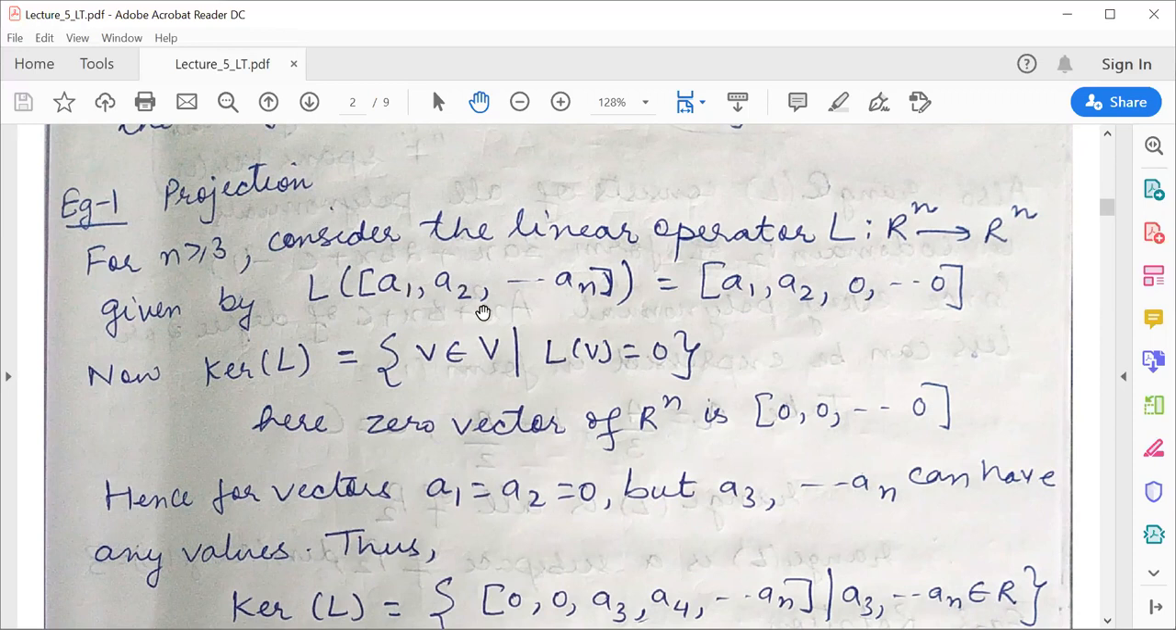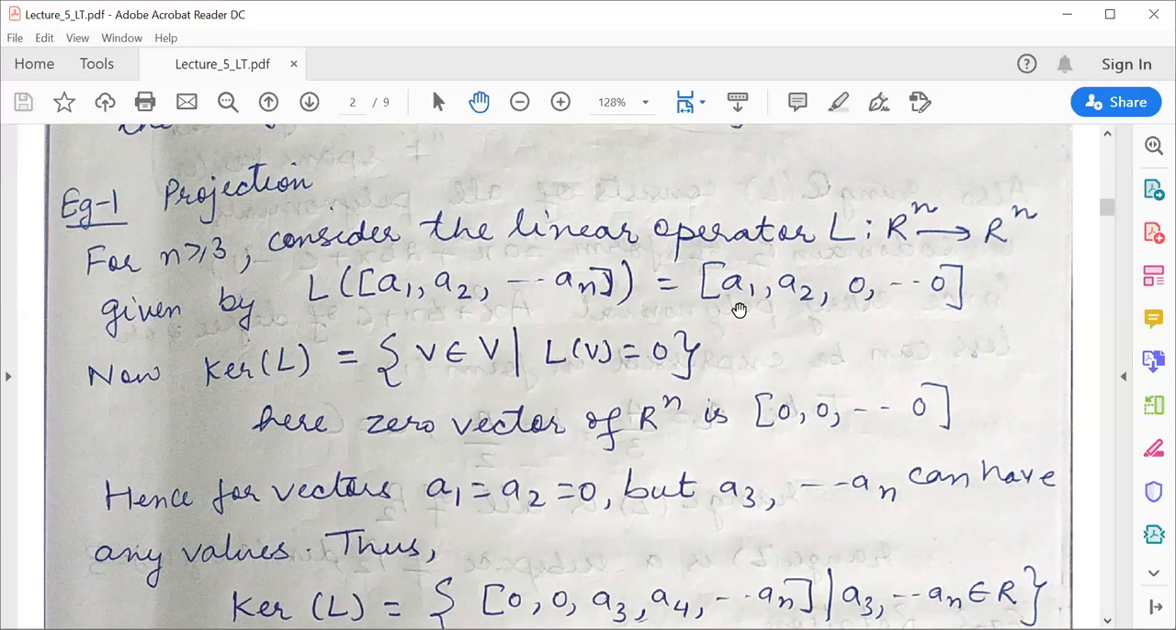And here you can say this is known as a linear operator because this is a linear transformation from the same vector space to the same vector space only, and defined such that all the coordinates a3, ..., an are going to 0.